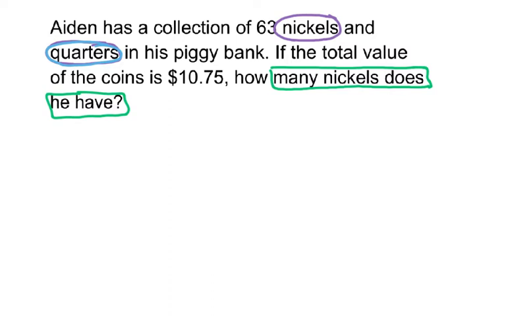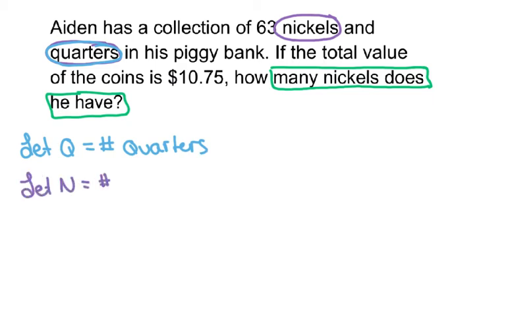We don't know how many he has. So we're going to say let Q equal number of quarters. And we're going to let N equal the number of nickels. Now we also know how many he has total of both, so that's 63. So if I add the number of nickels plus the number of quarters, I'm going to get 63 coins in all. So there's my first equation.